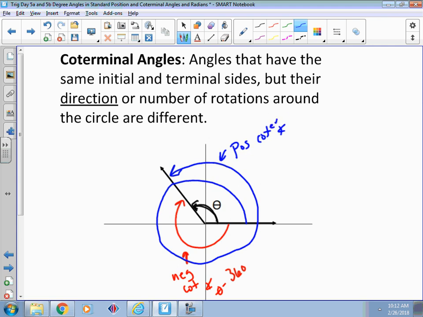And I should write coterminal. It almost looks like cotangent. Coterminal. So how would I figure out how many degrees that coterminal angle is? Well, however big the original angle was, I just added on a whole other circle onto that. So it would be whatever the angle measure is, theta, plus 360 degrees.